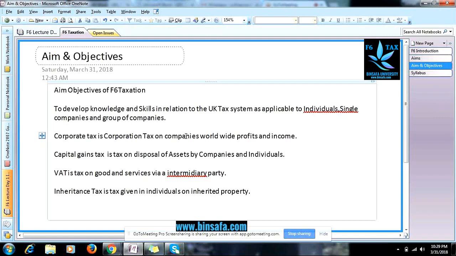That may include IHT, CGT, or VAT. I repeat: IHT, inheritance tax, VAT, value added tax, and CGT, that is capital gains tax. So this is the conclusion of the whole syllabus. The paper, the main thing mentioned everything.